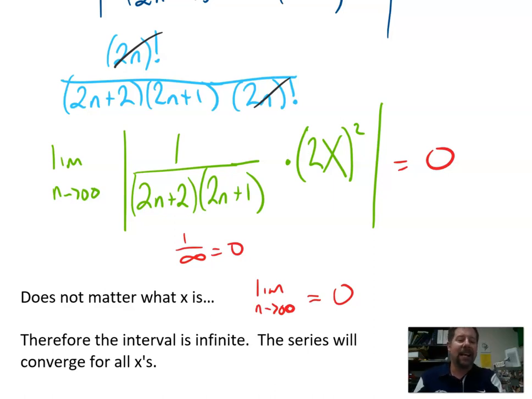This would be, again, an example of what you get if we did the power series e to the x. This exact thing will happen. It would end up being 0.